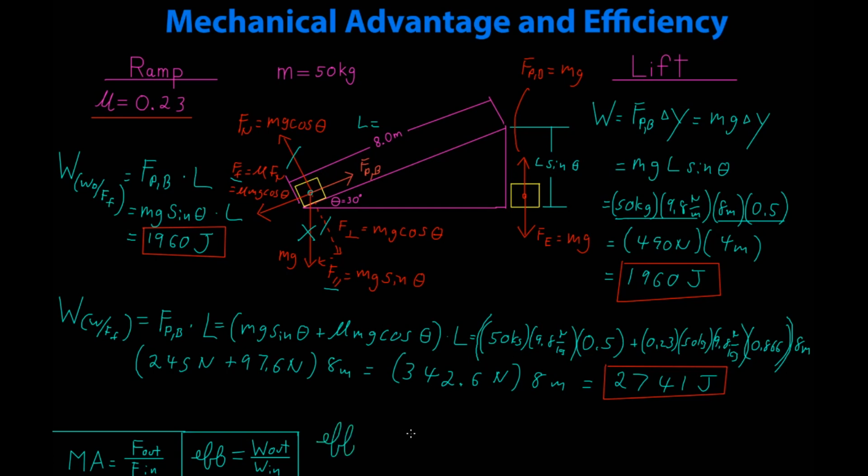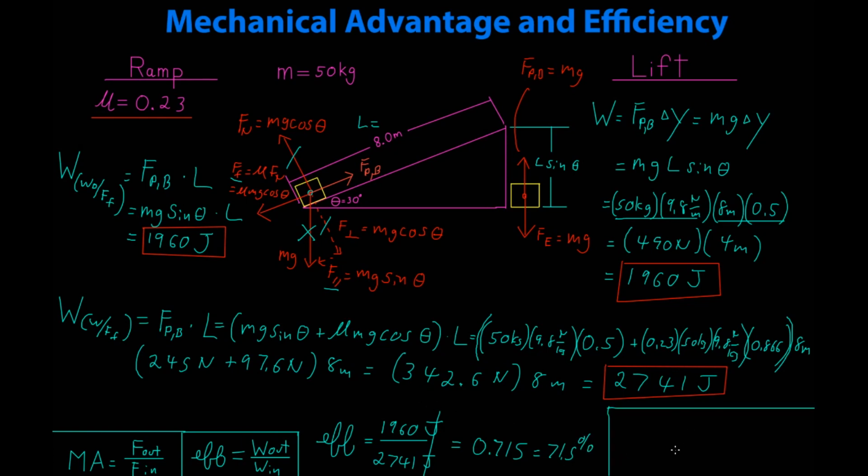First, since we have all the energies up, let's take a look at the efficiency. The efficiency is work out over work in. Work in is the total amount of work you do, which is what we have here with friction, 2741 joules. This is the total amount of energy you transferred. Work out is where you wanted that energy to go. You wanted gravitational potential energy, which is what you have with the direct lift. That is 1960 joules. These cancel, and I get efficiency of 0.715 or 71.5%.